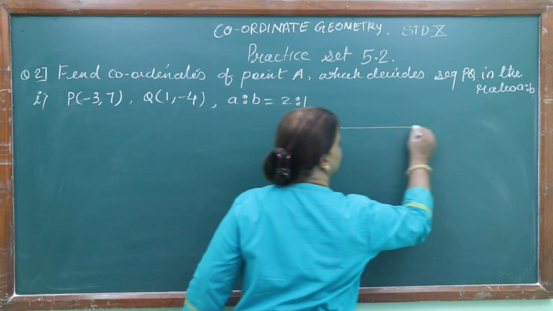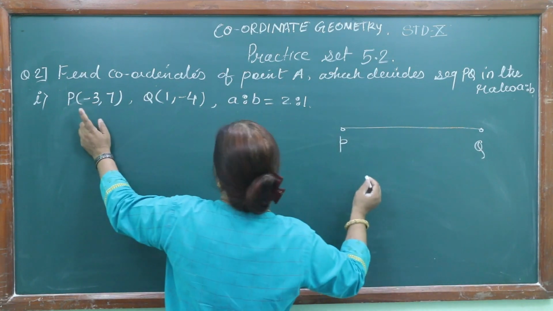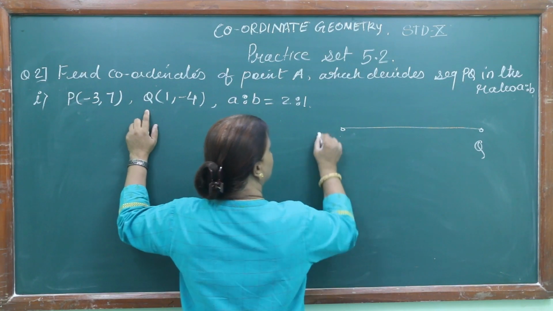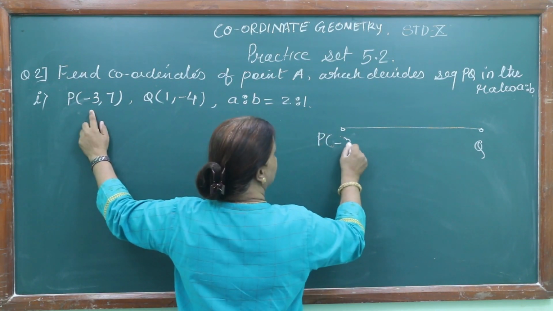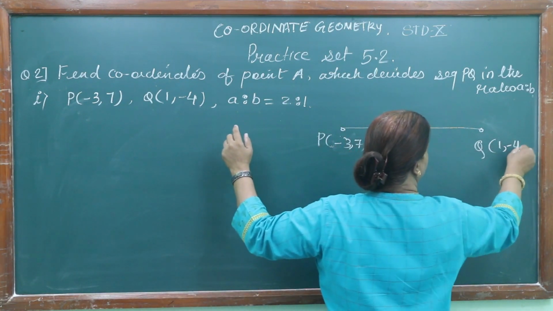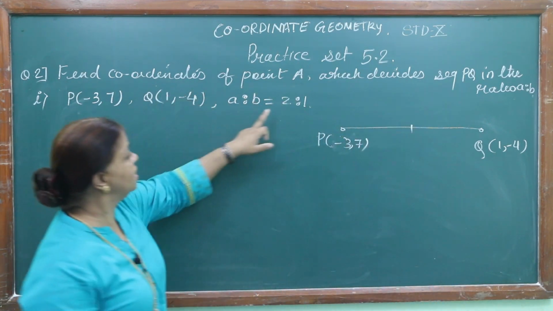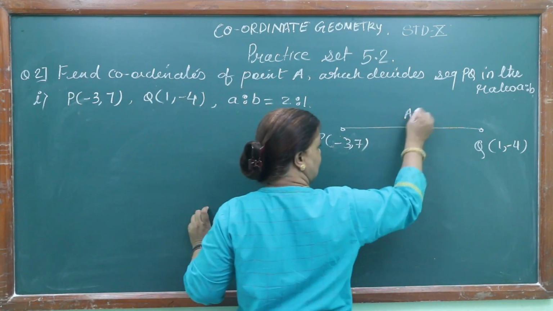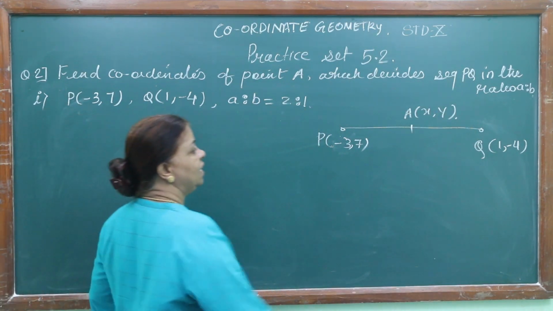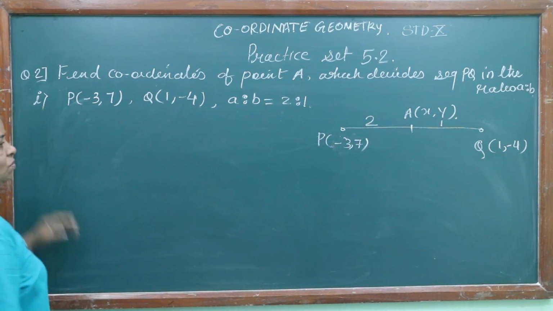Suppose I draw a line here, and this is the line PQ. Coordinate of P is minus 3, 7, and coordinate of Q is 1, minus 4, and A is the point which is dividing the line in the ratio 2:1. This is A, and we need to find out the coordinate of A. If point A is dividing the line in the ratio 2:1, that means we have to use section formula definitely.